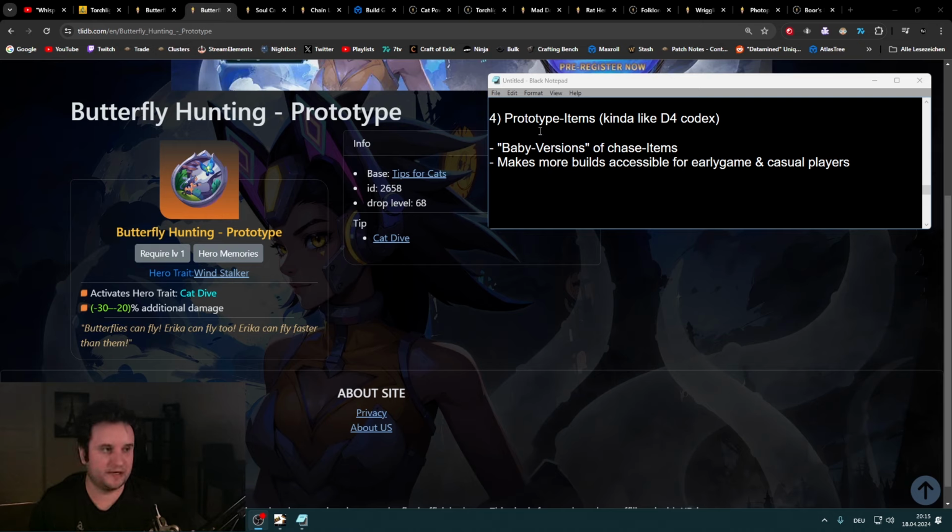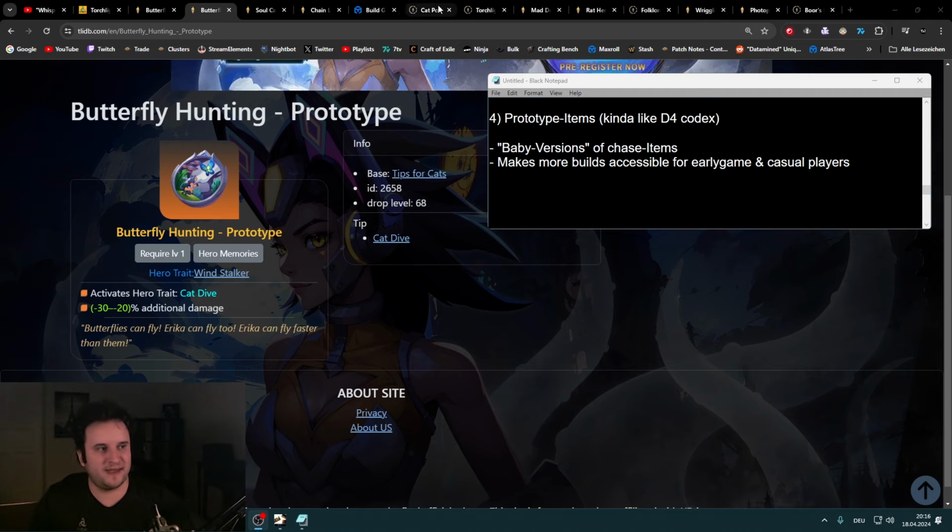Now, the next change I absolutely love, which is the introduction of prototype items. This is sort of like what you have in D4, the codex system, which is, I guess, one of the good things about that game. You have kind of baby versions of chase items. So what that means is there are some items in this game that are so ridiculously expensive. Think about Mage Blood, but double as expensive, or even triple in some cases. Before you get them, you can't really play your character correctly, which used to be a problem. So you had the same as in PoE, where you have to go League Starter and then later transition into a different build.